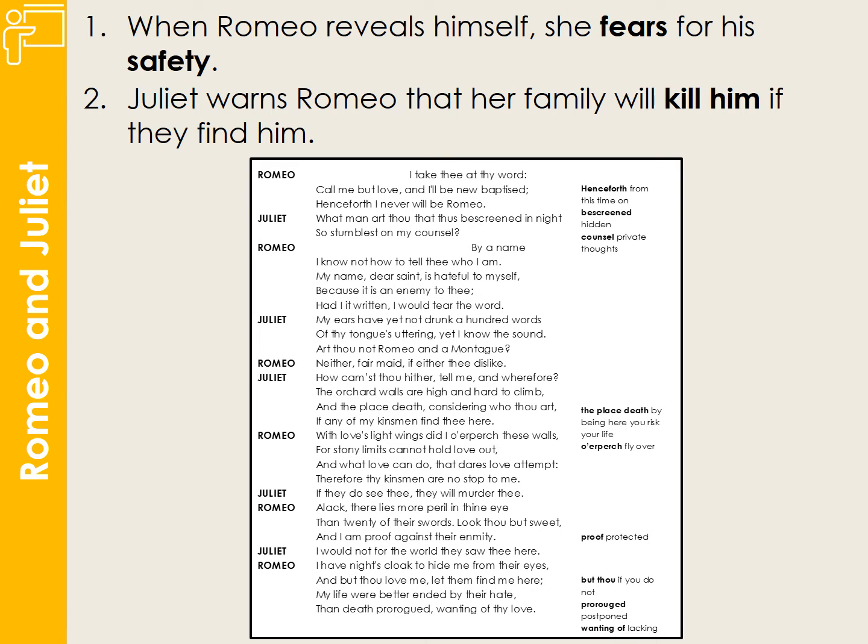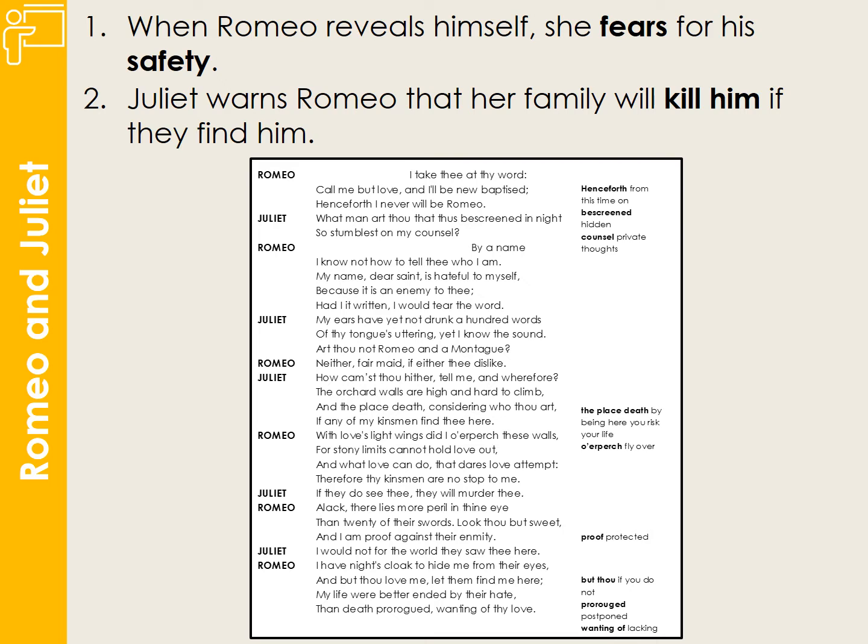Romeo, neither, fair maid, if either thee dislike. And then Juliet says, ever the practical one, how camest thou hither? So in other words, how are you here? Tell me, and wherefore? The orchard walls are high and hard to climb, and the place death, considering who thou art. If any of my kinsmen find thee here.